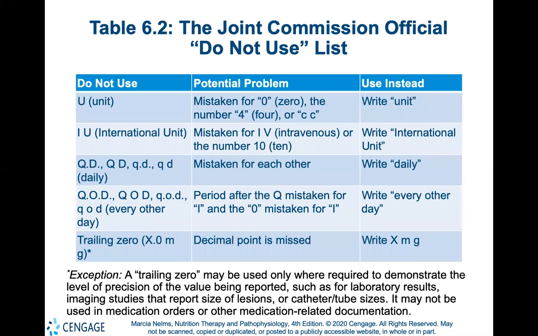Table 6.2, the Joint Commission's official do not use list. This list applies to all orders and all medical documentation, written or typed. So some examples: do not use U for unit. Instead, write the word unit. IU, instead, write international unit. QD, like Q period, D period, you should write the word daily.